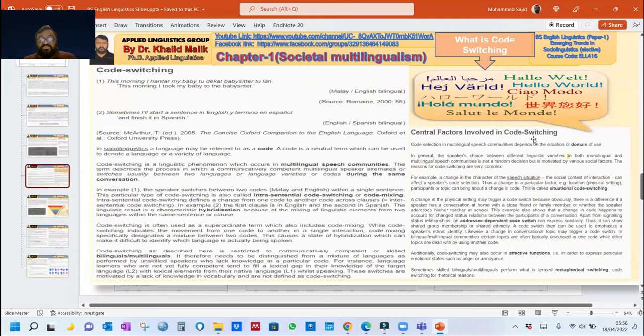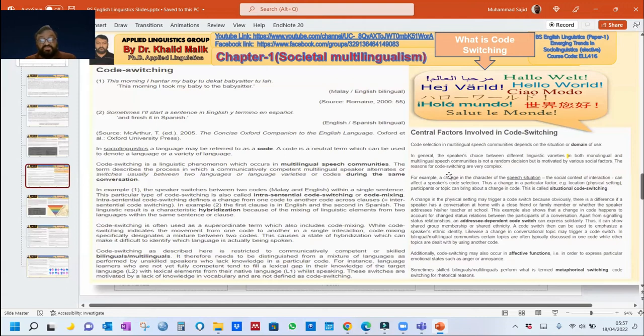Central factors involved in code switching. What are the central factors that are involved in code switching? Code selection in multilingual speech communities depends on the situation or domain of use. In general, the speaker's choice between different linguistic varieties in both monolingual and multilingual speech communities is not a random decision, but is motivated by various social factors.